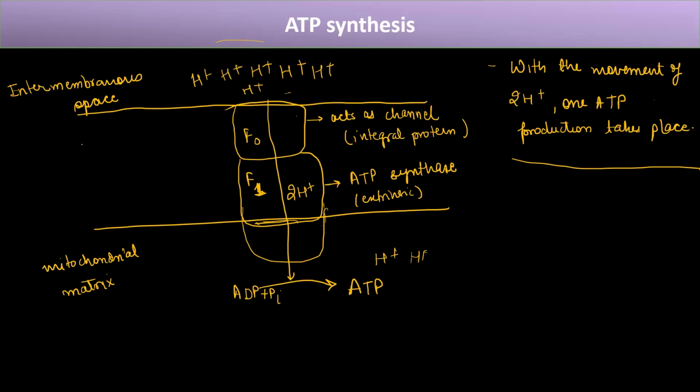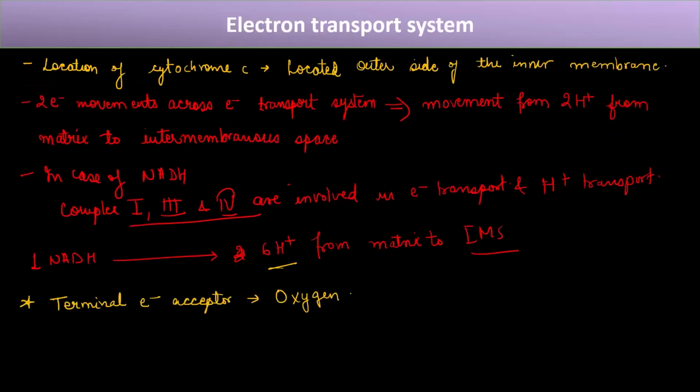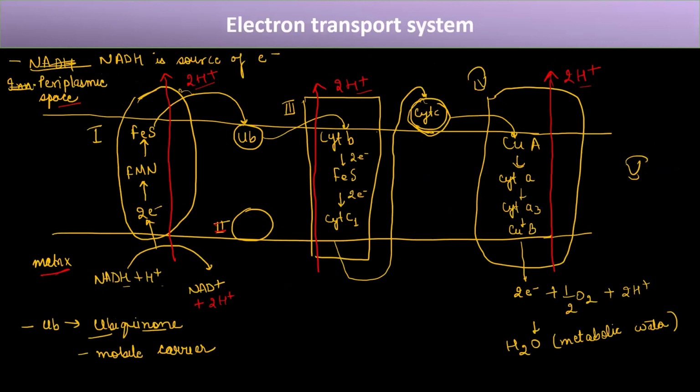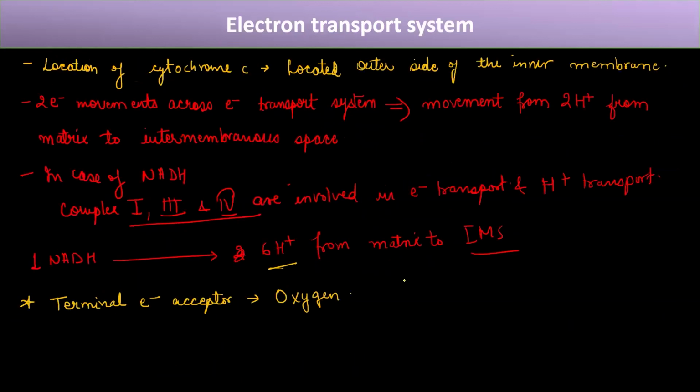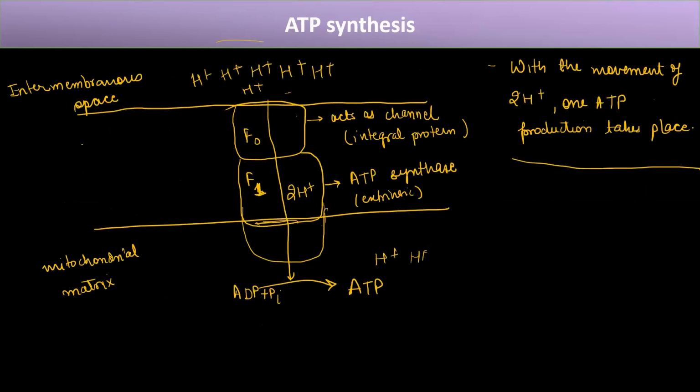Now let's get back to our FADH2 and NADH. We were saying that one NADH leads to 3 ATP formation and one FADH2 leads to 2 ATP formation. So in the case of NADH, we had 6 hydrogen ion movement, right? Now as these 6 hydrogen ions move from here to here, they will lead to production of 3 ATPs, because with two hydrogen ion movement, 1 ATP production is taking place.